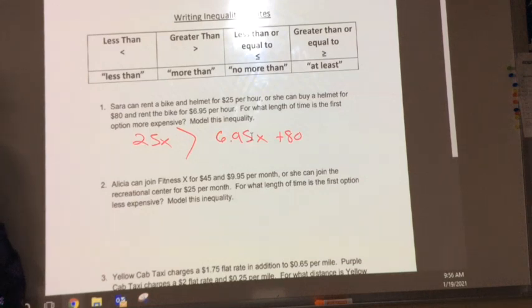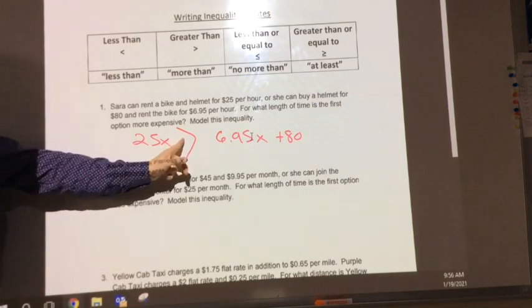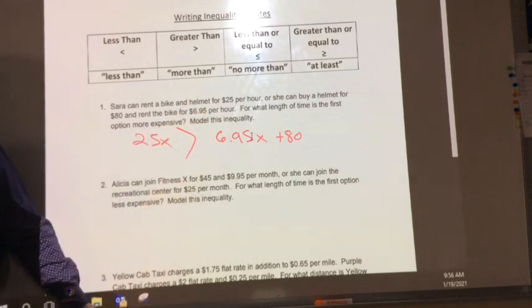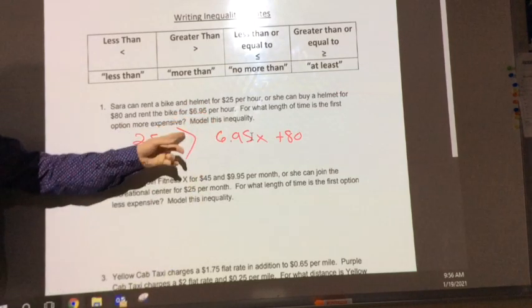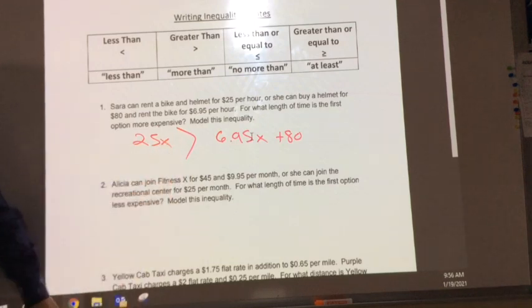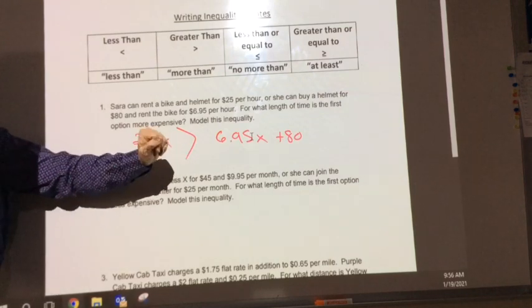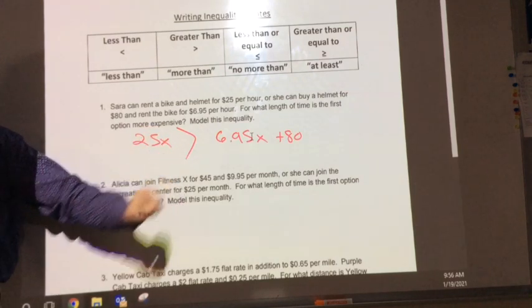How do I know that this side is more expensive based off of my inequality? What do you think, Jackson? I think 25 is bigger than 6.95. Well, I agree 25 is bigger. But why did I write the inequality this way? Why did I not write it the opposite way? Because we wanted the 25x to be bigger than the other. But how do I know? Why does this tell me that this is bigger? Because what? Yeah. The open side always eats the larger side. Kendall, please stop playing whatever game you're playing at the moment. So this is the bigger side where that's the smaller side. Understood?